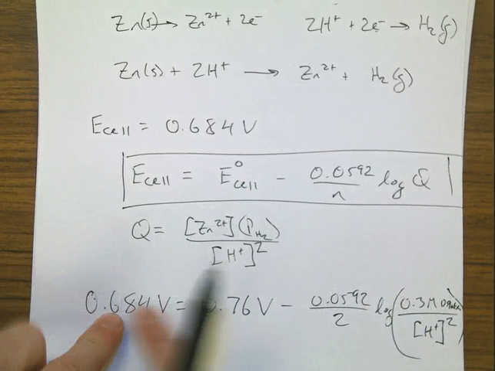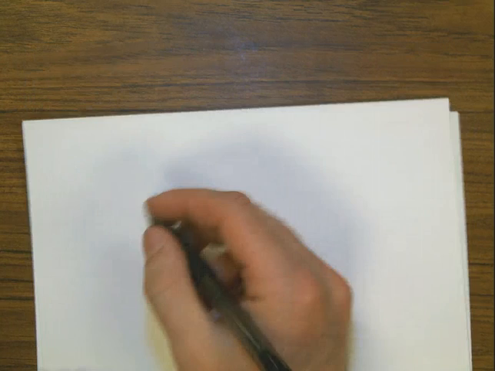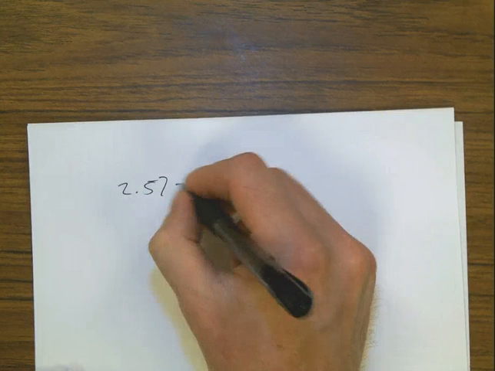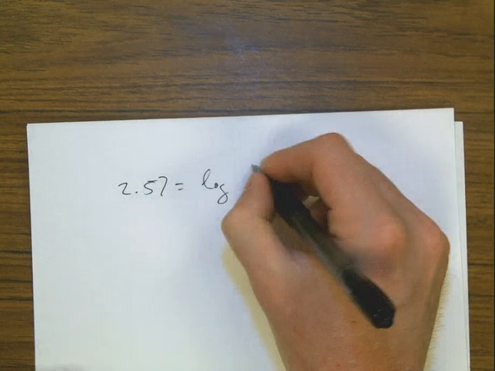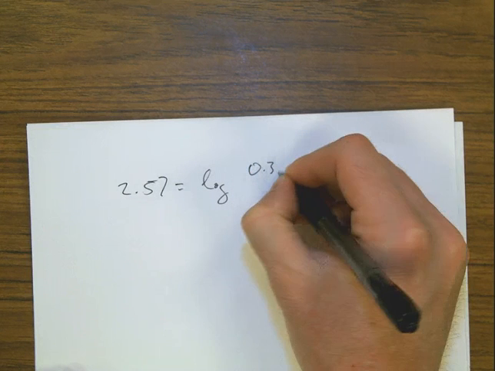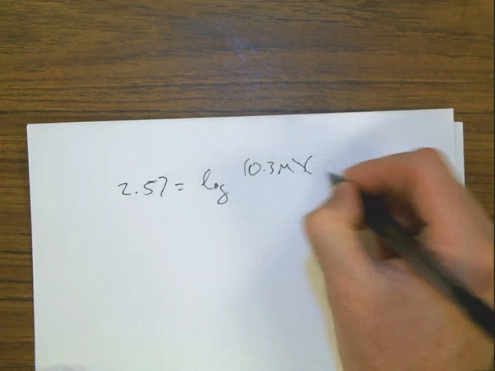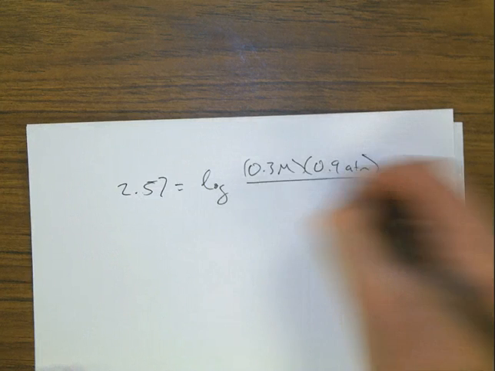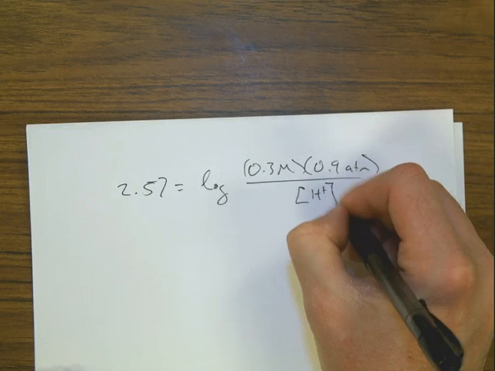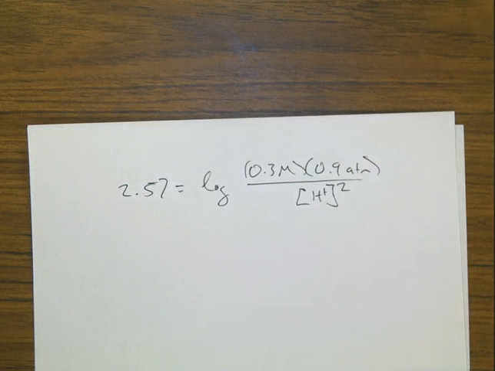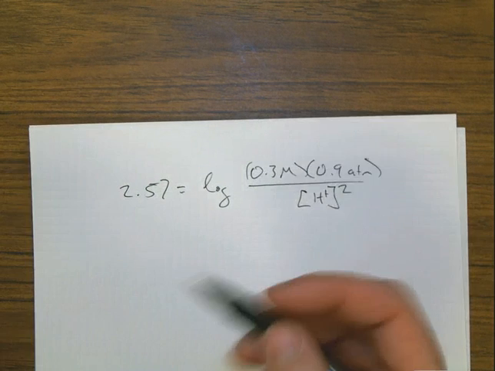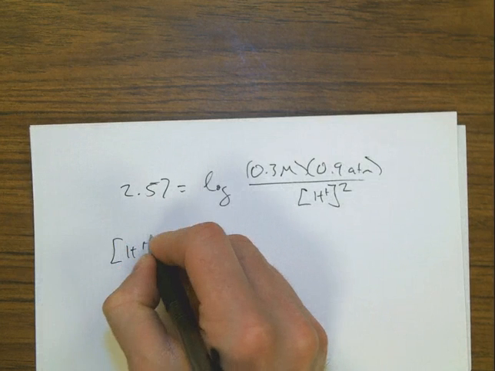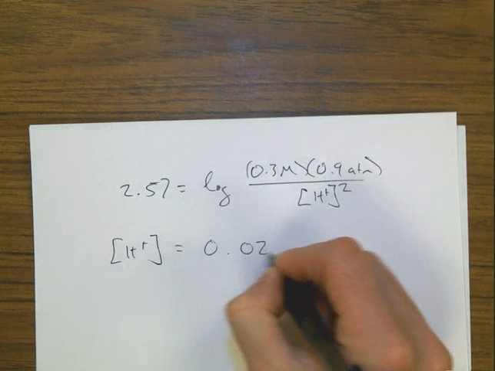So when I simplify all of this, what I end up with is 2.57 equals log of the concentration of that zinc, like I showed for Q, times the partial pressure of the hydrogen, which is 0.9 atmospheres, and then I have to figure it out for the hydrogen ions squared. So the rest of the problem is me solving for H+. I take the anti-log of this, and then I do a bunch of algebra, and I end up with my hydrogen ion concentration being 0.027.